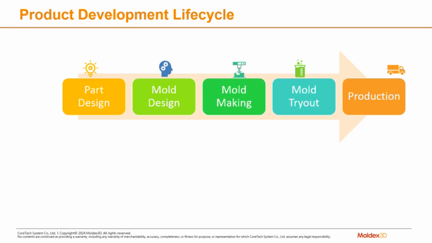First is the part design side, right? The designers are working on the part design. Once they finalize it, they move on to the mold design side where the tooling engineers get involved, right? And then the mold making, and then the mold tryouts, and then the processing team with the production, right? So there are several different steps.